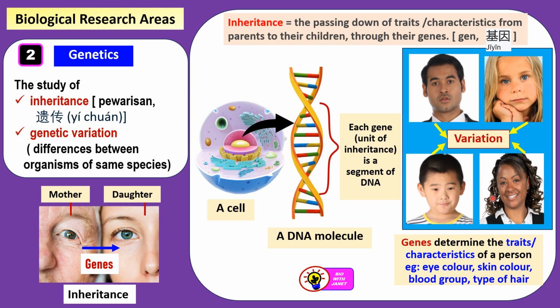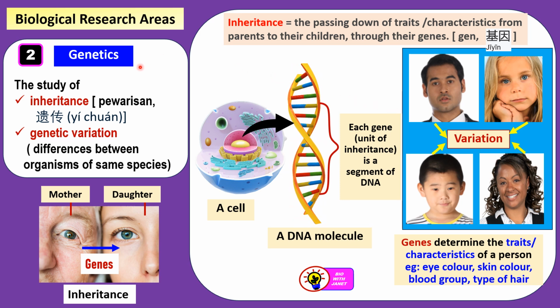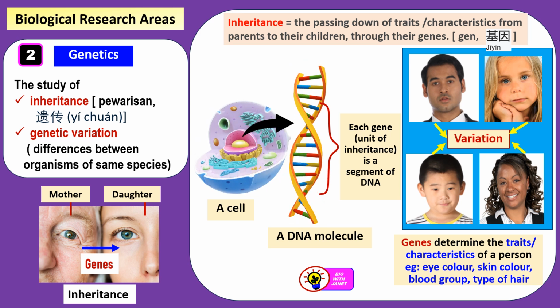So this picture shows a group of 4 people that are very different in their traits. For example, the skin color is different, right? And then the type of hair is also different. This girl has curly hair and this boy has spiky straight hair. Okay, and then the color of the hair is also different. This girl is blonde and this man has black hair, right? Even the color of eyes are different. Okay, and then even the blood group may be different. For example, there are 4 blood groups in humans: A, B, AB, and O. Okay, so the blood group may be different among these 4 people. So that's variation. So genetics is the study of the differences between organisms of the same species, such as human beings.